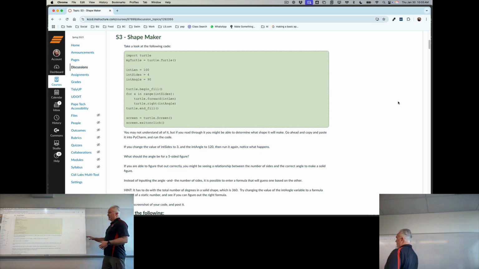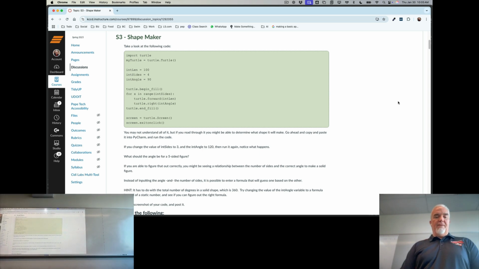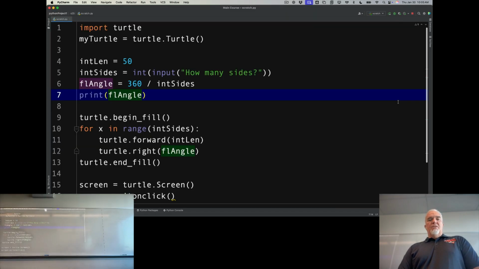So that is essentially what I'm walking you through. I walked you through essentially what we're doing in S3. I highly recommend that you do that. And if you want an extra challenge, if you want to stretch your brain a little bit, see if you can figure out how to do a star rather than a shape, where the user specifies how many points are on the star and it figures out the angle automatically. So that's the extra challenge there. So that's that one.